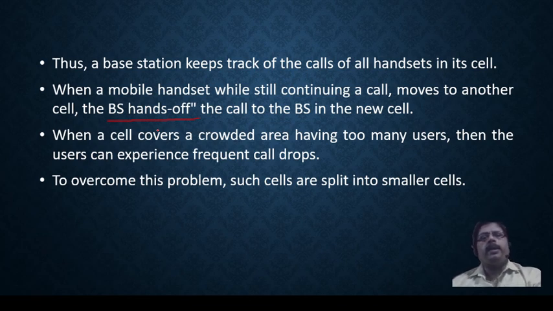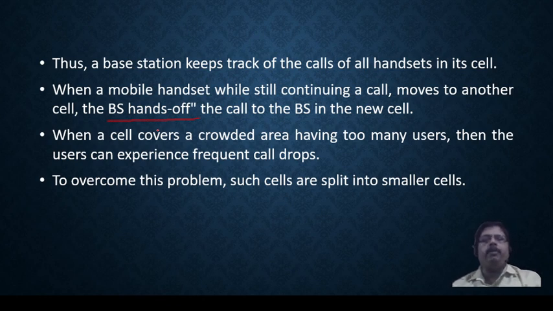When the covered area of a cell has too many users, then users may experience frequent call drops. Sometimes you must have noticed, because there will be some bandwidth issue. Certain bandwidth will be assigned to a particular tower or a particular range. When more users are using the same network, ultimately the bandwidth will be divided, so there will be frequent call drops.